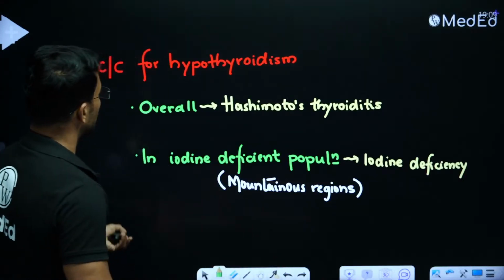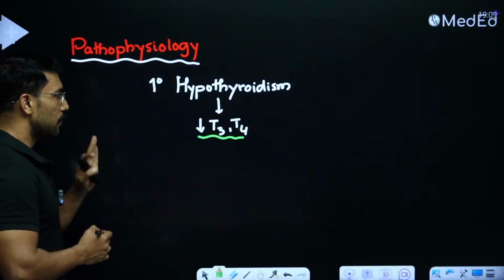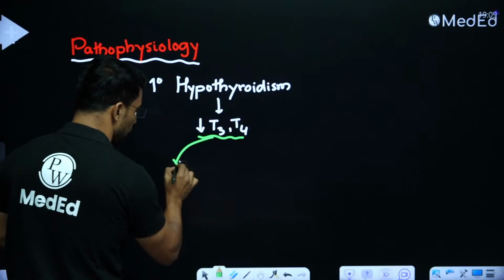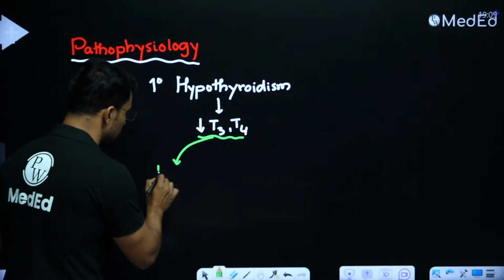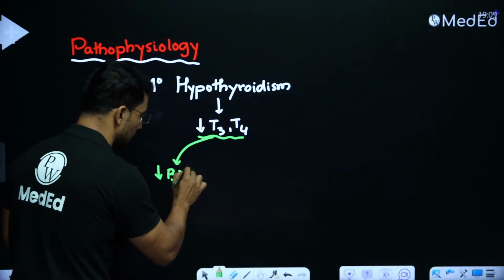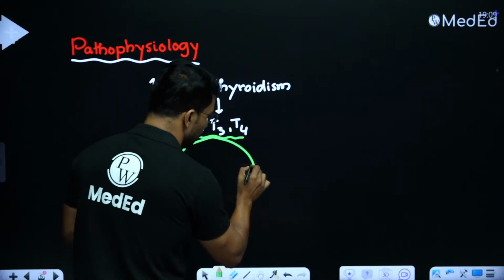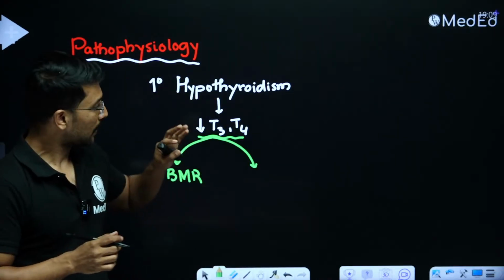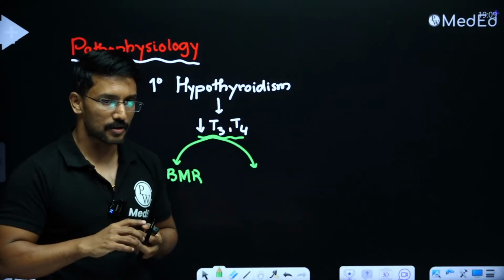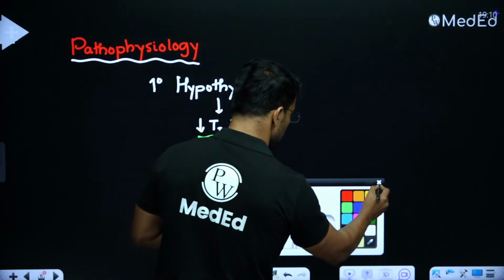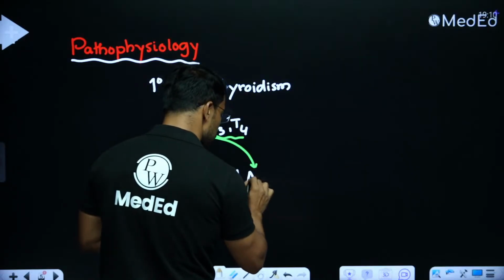So what happens in primary hypothyroidism? T3 T4 production is low. Now we already know that T3 T4 is required for maintaining the basal metabolic rate. As soon as T3 T4 decreases, there is a decrease in the basal metabolic rate. The rate at which the body can burn calories is reduced. And second thing is, we have learned while studying thyroid physiology that the thyroid hormones T3 T4 influence the expression of the adrenergic receptors. So there will be down regulation of the adrenergic receptors.